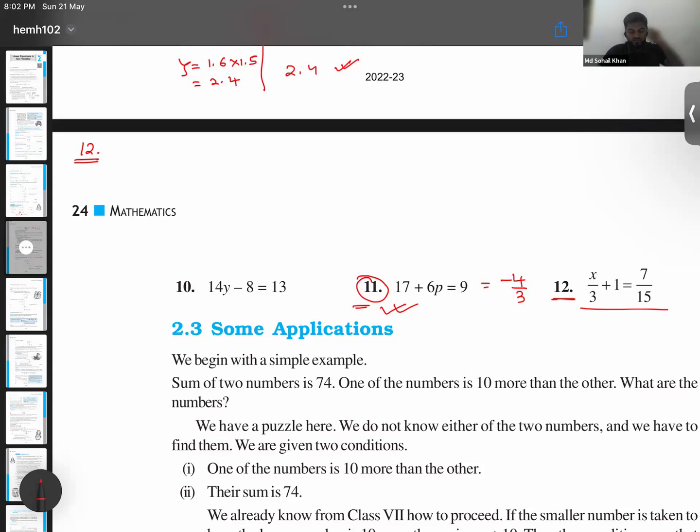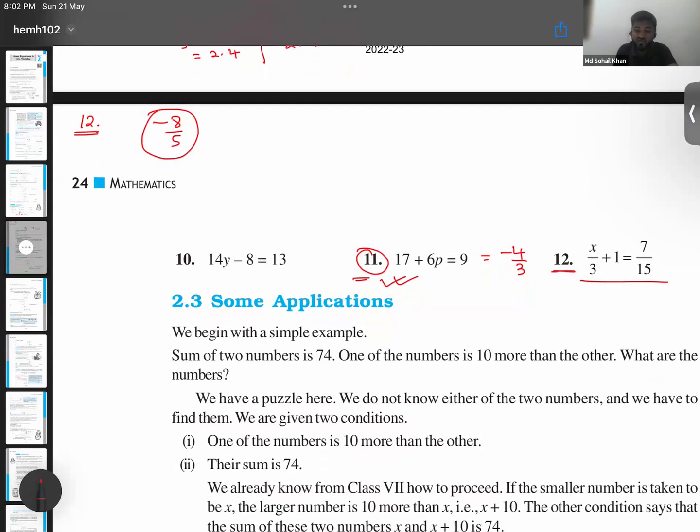Yes, Ahmed. 8 upon 5, sir. Minus 8 upon 5. Very good. Answer is correct, but you have taken too much time to solve this question. You need to practice these type of questions more and more, Ahmed. Yes, sir.